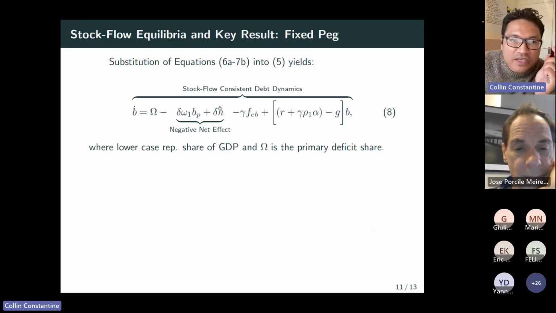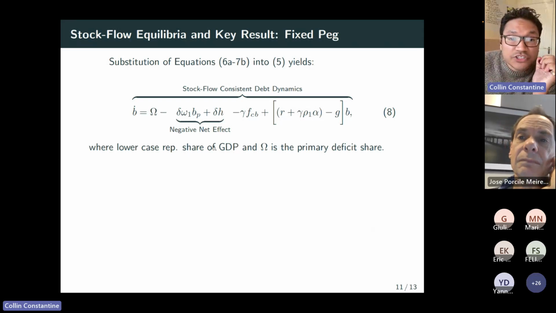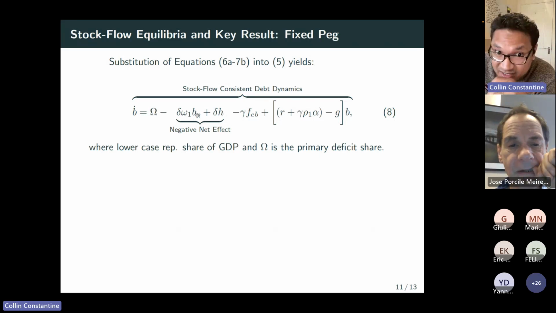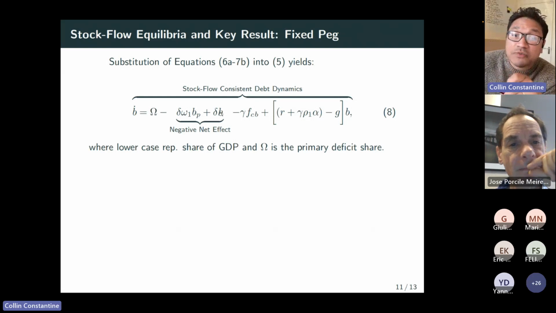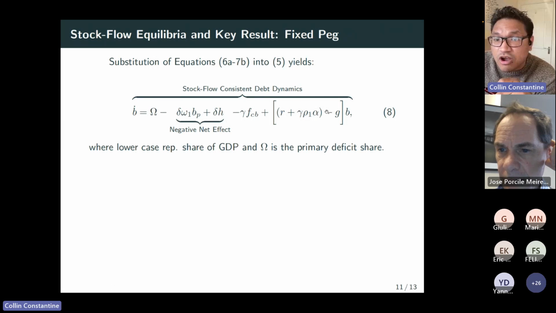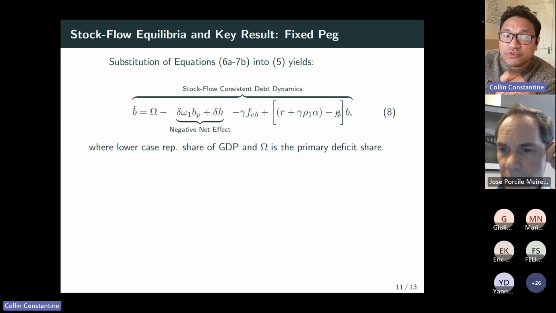First of all, lower cases are shares of GDP, and this omega is the primary deficit as a share of GDP. So first of all, this is private sector debt as a share of GDP. This is high-powered money as a share of GDP, and this is the stock of foreign assets held by the central bank as a share of GDP. This is the real rate of interest, and this is the stock of external debt. That is your growth rate.